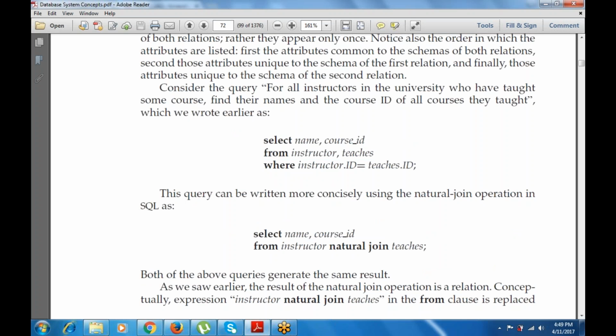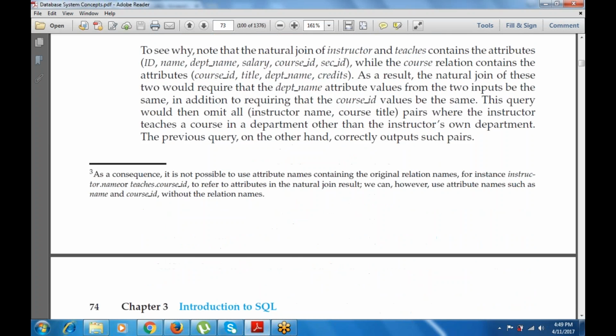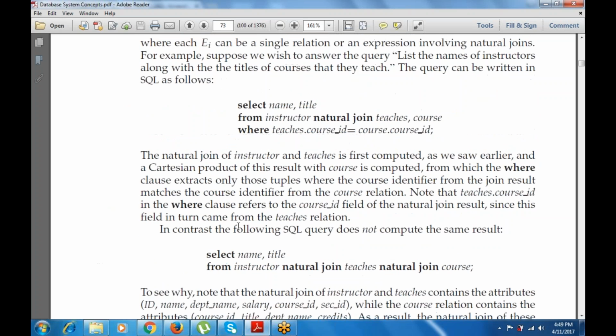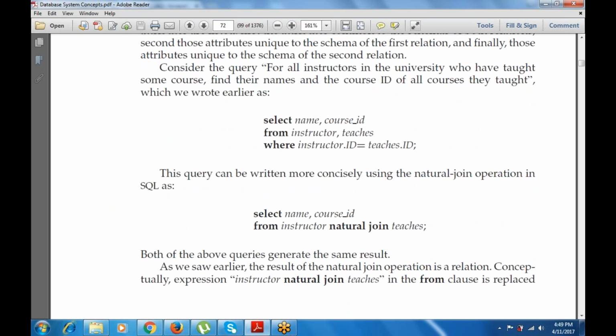Select name, course ID from instructor, teaches where instructor.ID equals teaches.ID. This query can be written more precisely by using the natural join operation. So instead of using the equals and the dot operators, we are using the natural join. Select name, course ID from instructor natural join teaches. That means the instructor and the teaches are joined internally on the common field. And both of the above queries generate the same result.